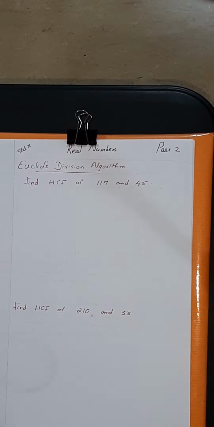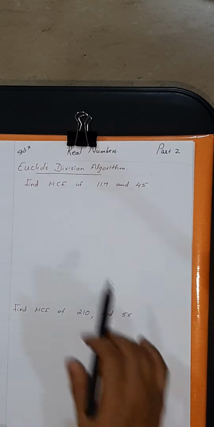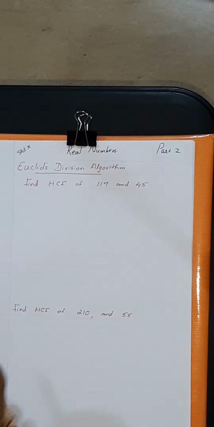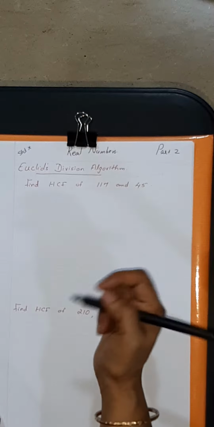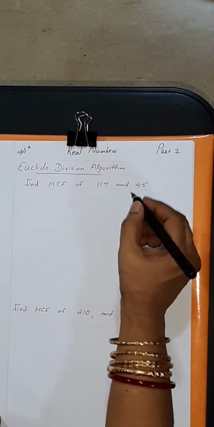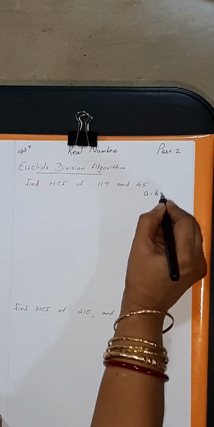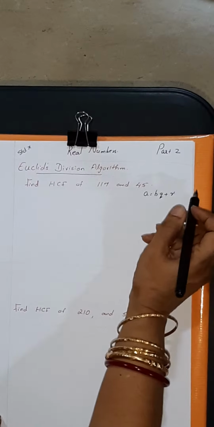The chapter is Real Numbers for standard 10, part 2. We found the LCM and HCF using prime factorization in our last video. Now we will be using Euclid's division algorithm to find the HCF of two numbers. So we will be using the division lemma which we learned in the first part, that is a = bq + r. You can express any number as bq + r.